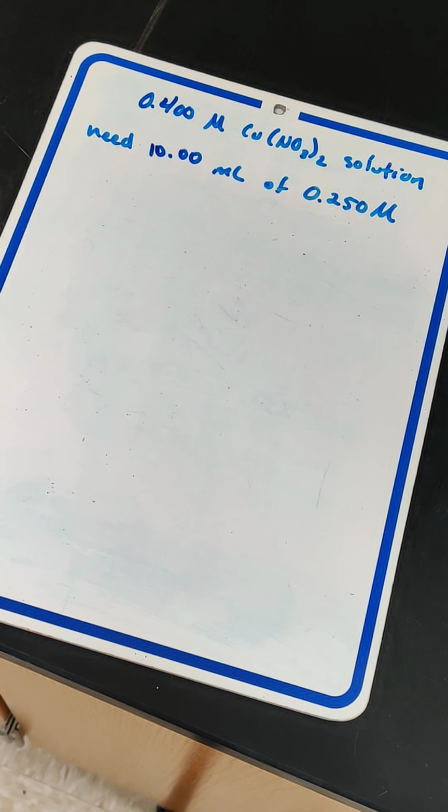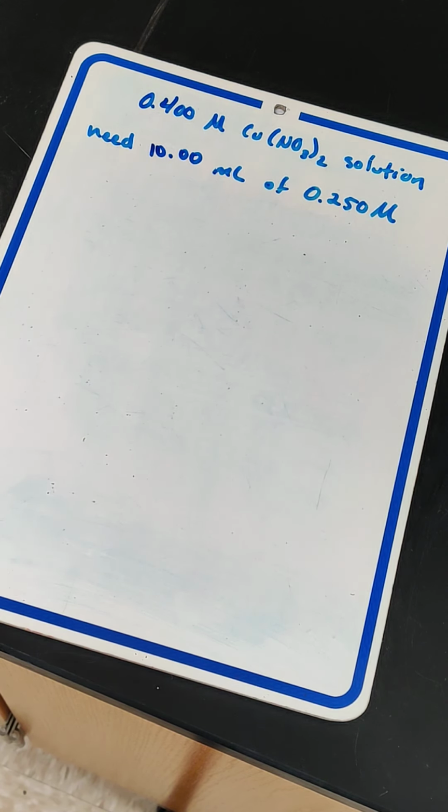So let's think about how we would need to do the dilution calculations to generate the standard solutions for our curve and our percent of copper and brass lab. We're starting out with a known concentration solution of copper 2 nitrate. We know that it is 0.400 molar. And we're going to dilute that to different concentrations to get the absorbance of those different concentrations.